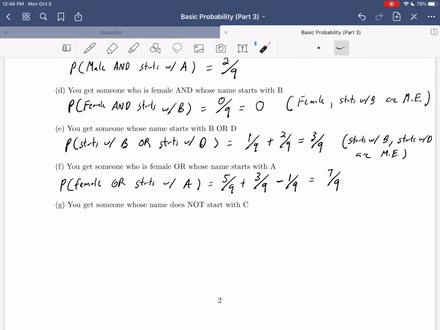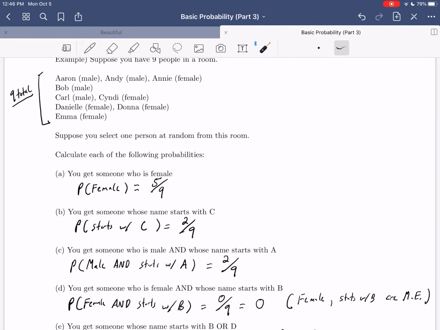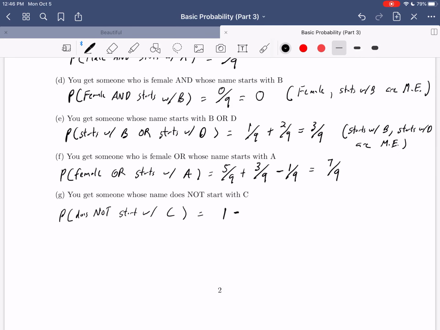All right, finally, you get someone whose name does not start with C. So, probability does not start with C. Well, we can use that complement rule. We can say that's 1 minus the probability that they do start with C. Starting with C is easy. That's only 2 out of 9. So we do 1 minus 2 out of 9, which is 7 out of 9. And again, that's just treating this as 9 out of 9 to make a common denominator. So we have 7 over 9 there.